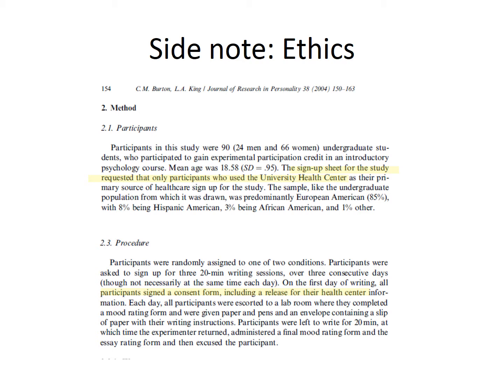I hope, as a side note, that you question the ethics of accessing participants' health center information. We'll learn more about ethical considerations, but access to private information like that is taken very seriously. Two parts of the method let us know the researchers followed ethical guidelines, and the participants were aware that their health center visits would be reviewed. In the participants section, the authors mentioned that the sign-up sheet referred to health center visits, so that would have probably been the first way that potential participants knew the health center was probably involved. Then, in the procedure, they mentioned the consent form, which we'll learn about in more detail later, that included a release for health center data.